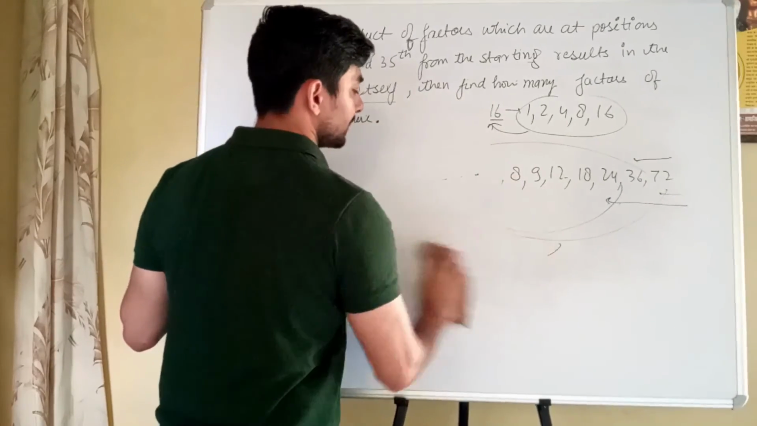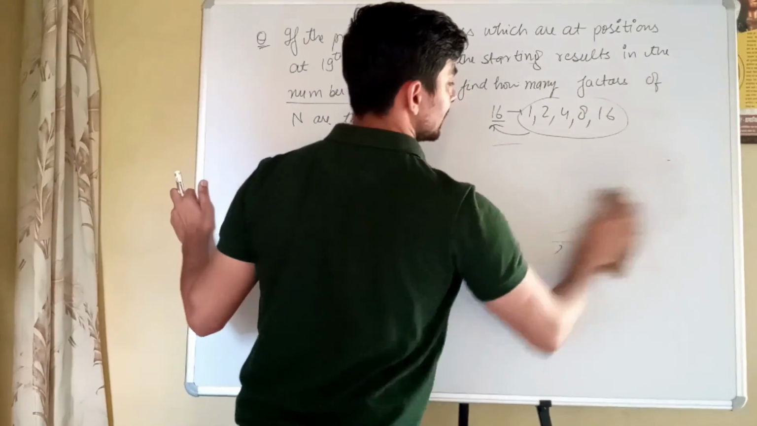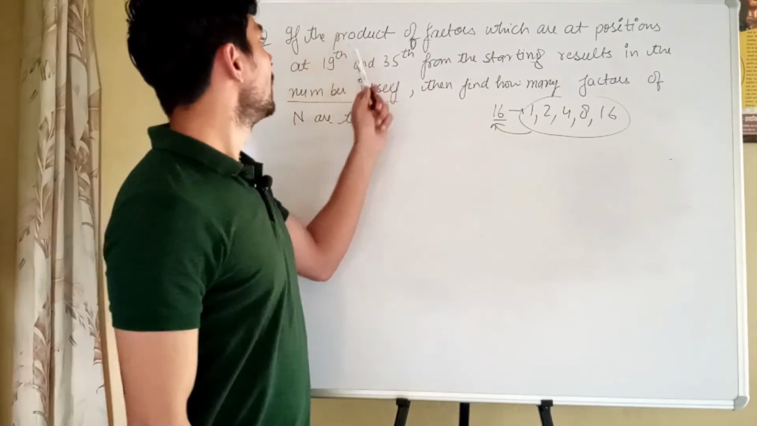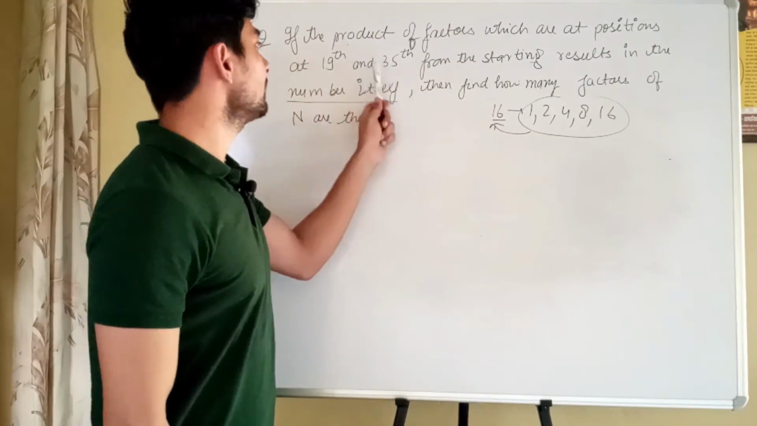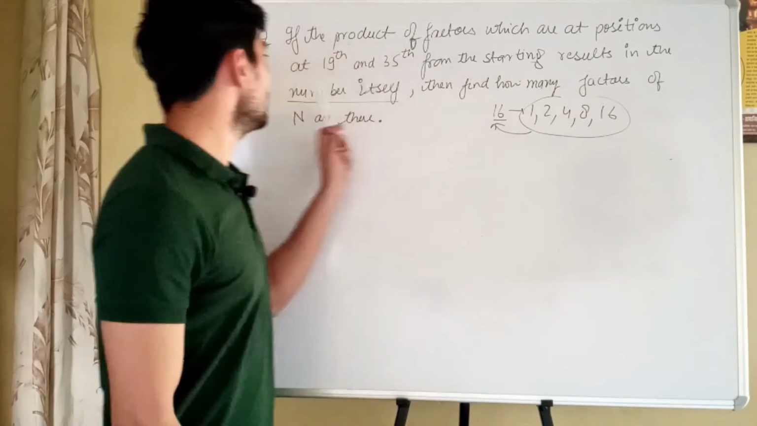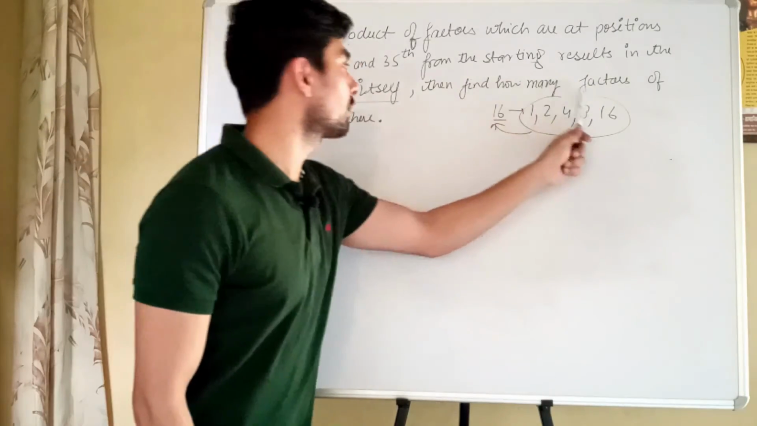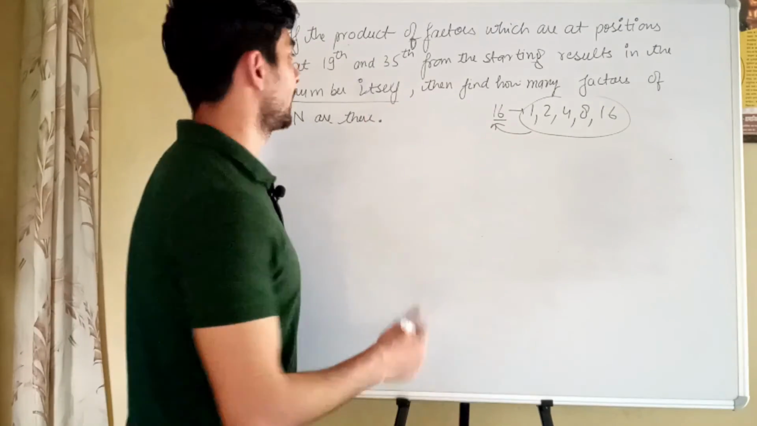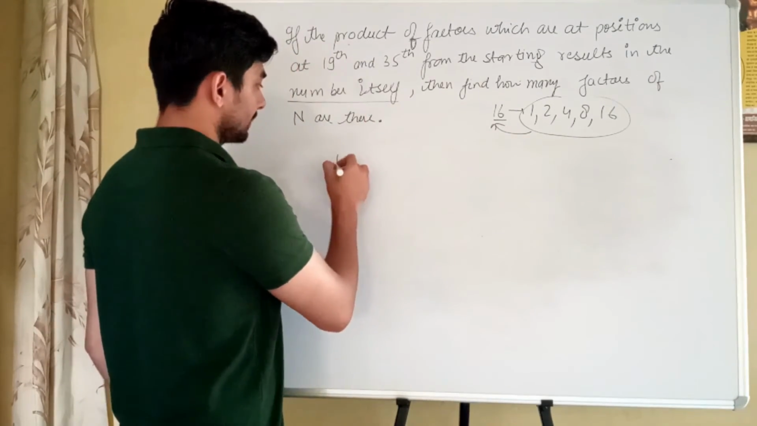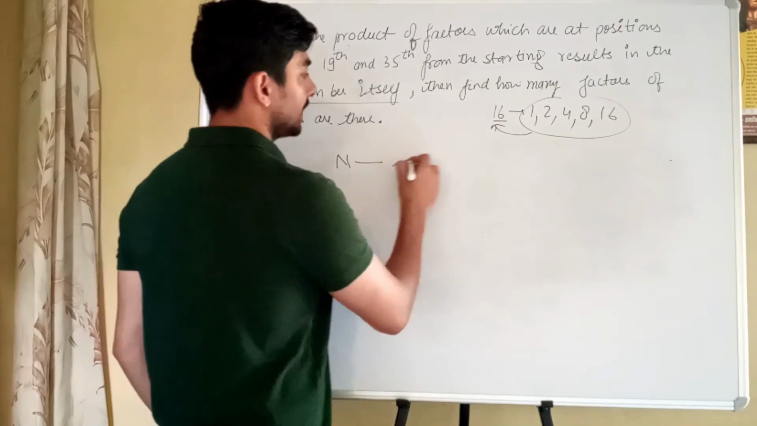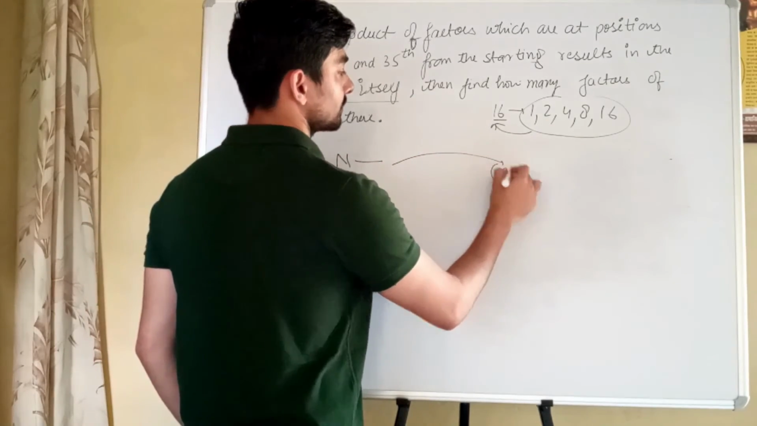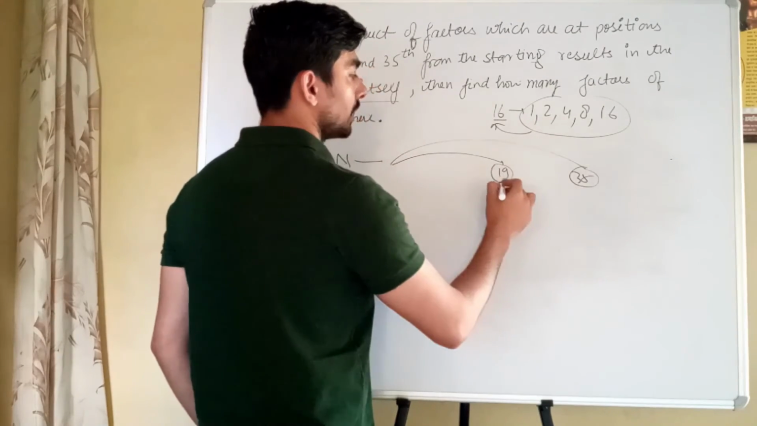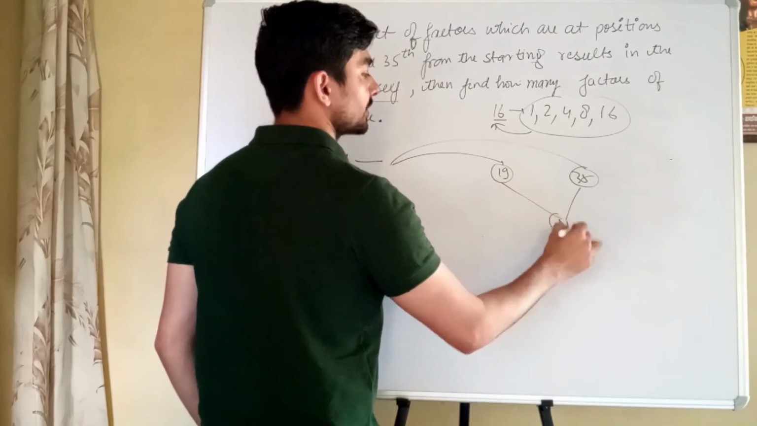Now we can understand the question easily. What is our question asking? It is asking, if we multiply the 19th factor and the 35th factor from the starting, and the result is the number itself, then find the number of factors of n. So if there are factors of n, 19th from the starting and 35th from the starting, and we multiply both these numbers, we get the number itself.